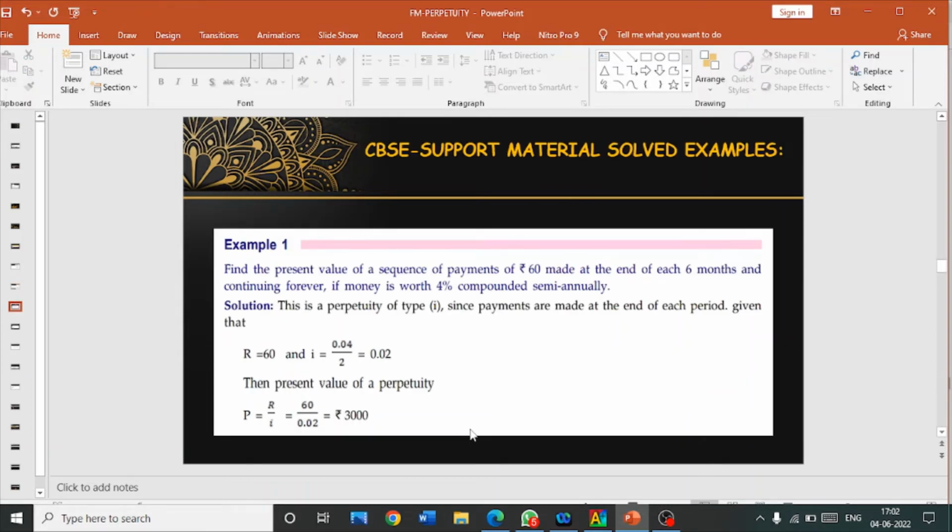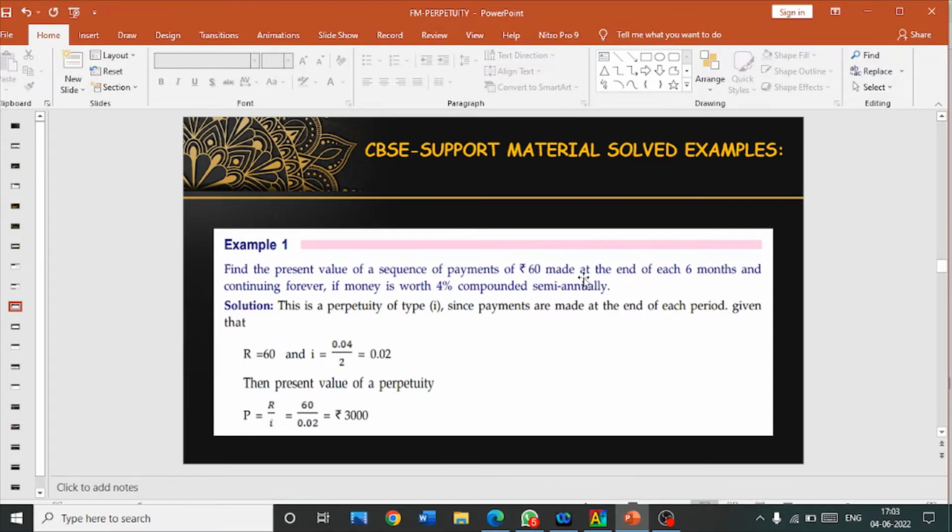Okay. So here we will see some examples which are given in the student support material introduced by CBSE. Example 1. Find the present value of a sequence of payments of rupees 60 made at the end of each 6 months and continuing forever, if money is worth 4% compounded semi-annually. Here the payment is rupees 60, so we know the cash flow is 60. So R equal to 60.